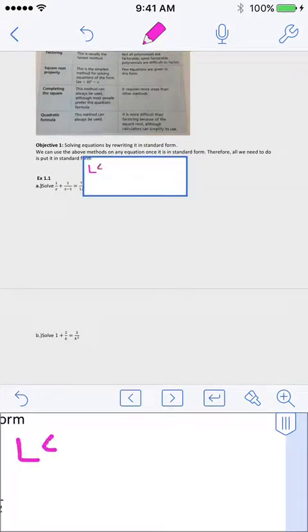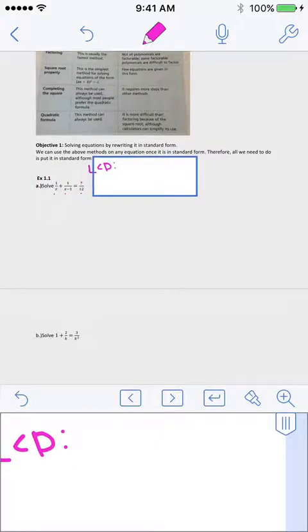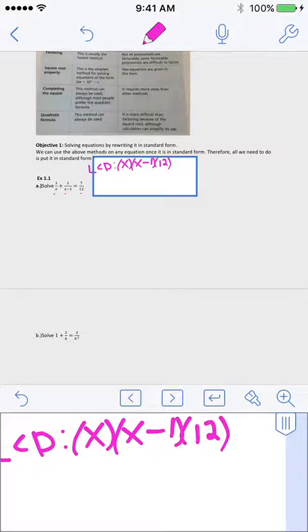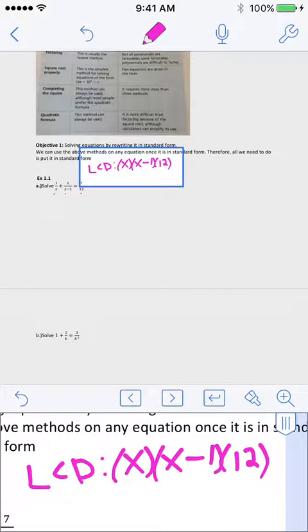So let's start with that LCD. That LCD, remember, you just take one of each of those guys. Luckily, they don't have anything in common. So our LCD is going to be x, x minus 1, and 12. One of each, right? And then the goal here is to take that LCD and multiply it by all 3 terms so that eventually all these denominators go away. That's the plan. We want the denominators to go away and get something nice and quadratic looking that we can solve with probably quadratic formula or factoring or complete the square.